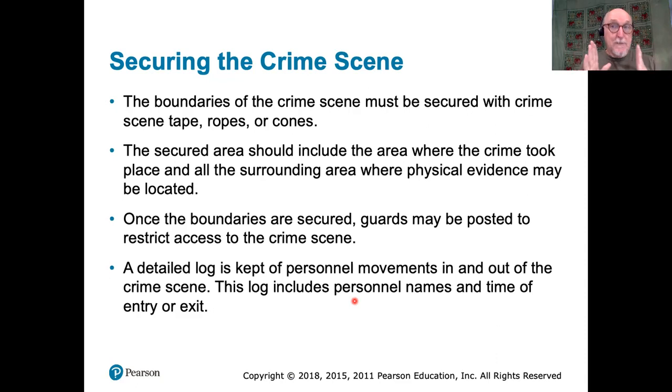The responding officers have another responsibility, and that is to begin to take notes, to begin to log exactly what they see at exactly what time, and exactly who enters the crime scene. And once they hand over the crime scene, then a very detailed log is kept of personnel movements in and out of the crime scene, with the times and everything else, so that you can tell exactly how many people went in, who they were, and what it is that they did while they were in the crime scene.